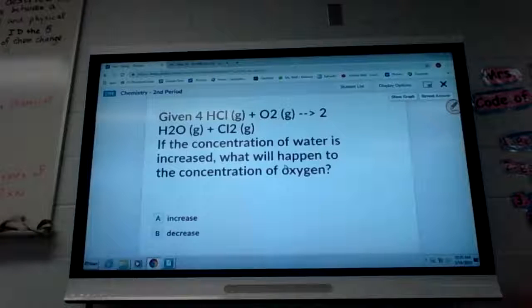Try to figure it out, because you're going to see this on the quiz. These are the structure of the questions, which is why I didn't give the quiz today. So what's the rule? If we increase the concentration of the water, does it go the same side or the opposite side? At least you should be guessing.